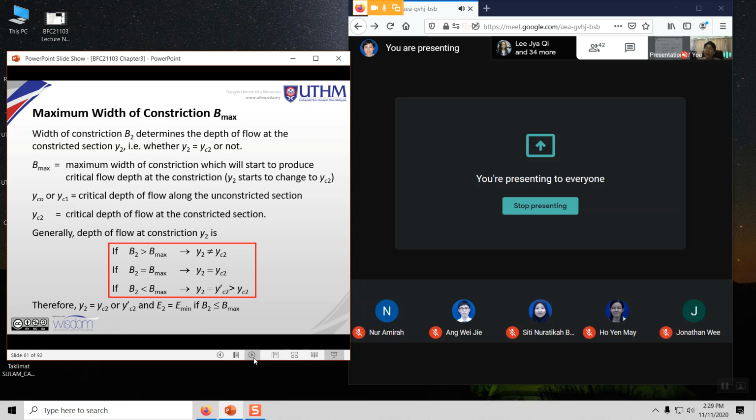But remember, in our case today, the width changes. When the width changes, discharge per unit width changes. When discharge per unit width changes, remember your YC is directly proportional to your Q. So therefore, if Q increases, your YC increases as well. So it changes according to your discharge per unit width.